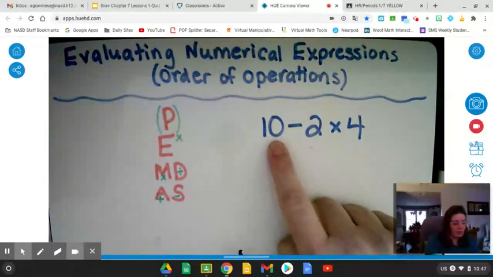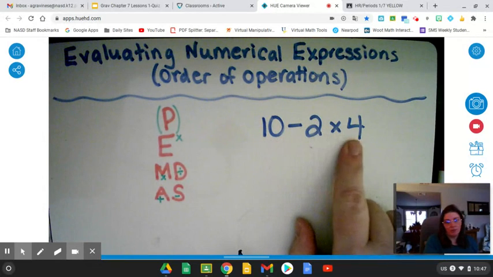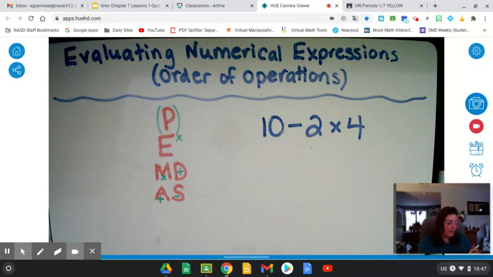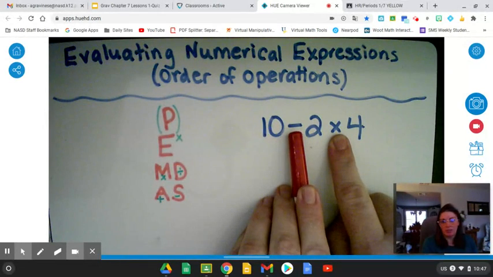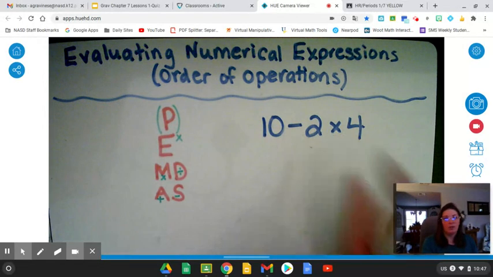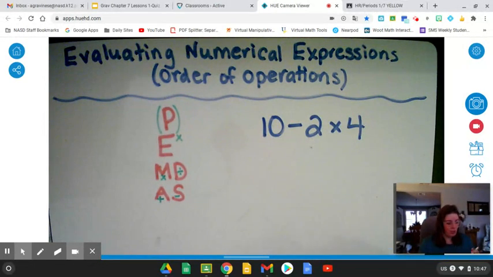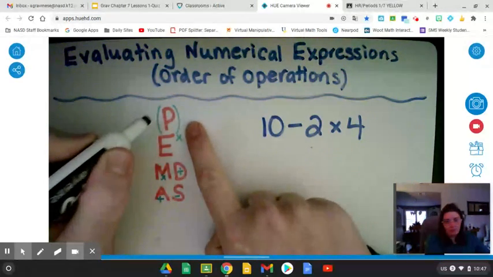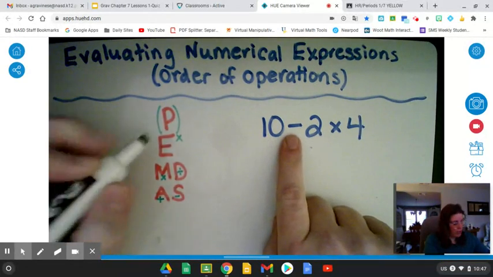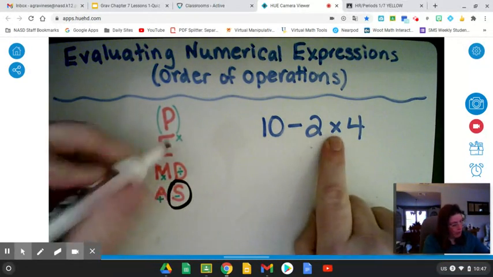We have 10 minus 2 times 4. Now, anytime you have more than one operation, you must refer to PEMDAS, the order of operations, to see what has to go first. So what I like to do is circle the operations that I have. So I'm going to go over to my little cheat sheet, and I see I have subtraction and I have multiplication.